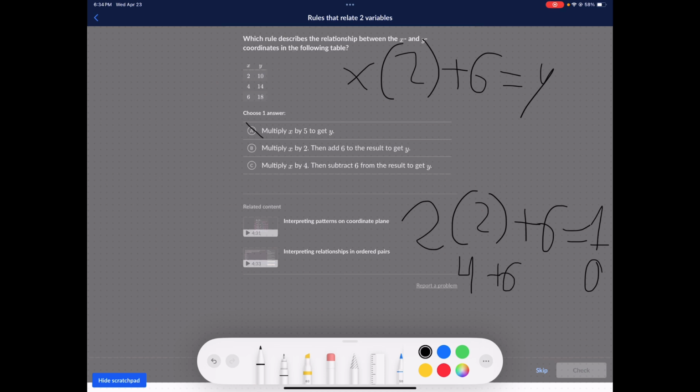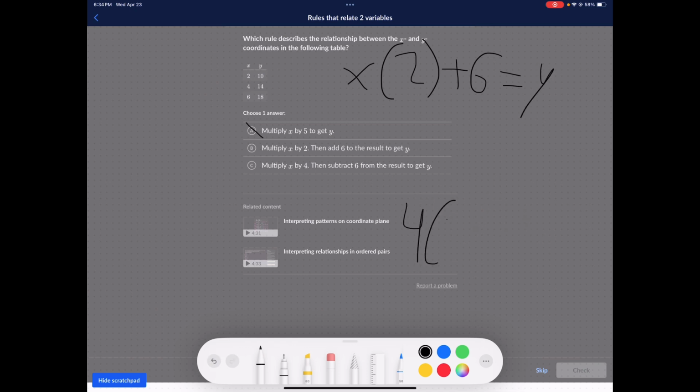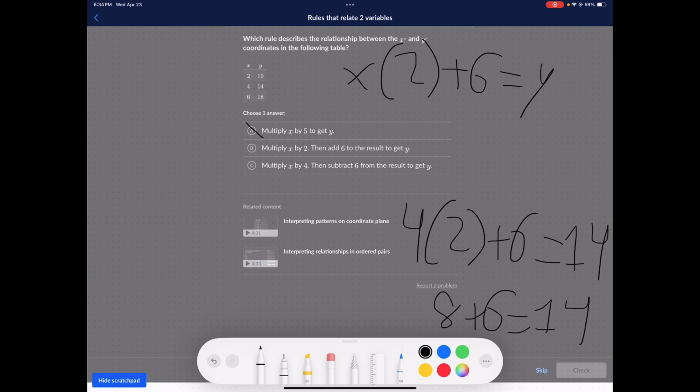2 times 2 is 4, plus 6, and that gets you 10. I wrote that wrong at first, but yes, 4 plus 6 is indeed 10. Let's try that for the next one. 4 times 2 plus 6, and y is 14. Is this correct? If you said yes, good job. This is indeed correct, because we multiply to get 8 and then add 6.